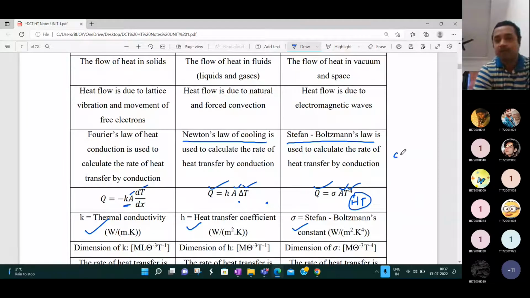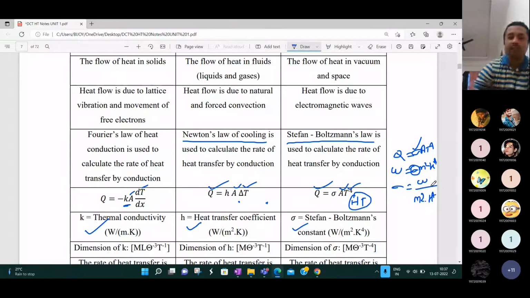How do you determine it? Q is equal to sigma A T to the power fourth. We have to find the unit of sigma. Q is in watts, area is meter square, temperature is Kelvin to the power fourth, and so the unit of sigma is watt per meter square Kelvin to the power fourth. These things we discussed.